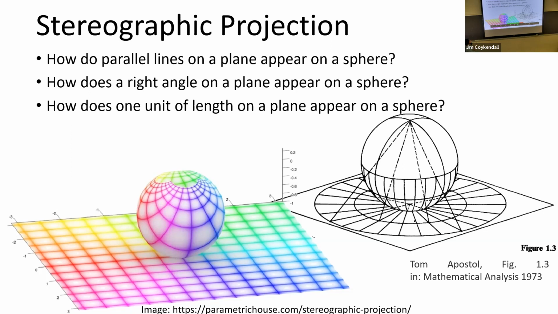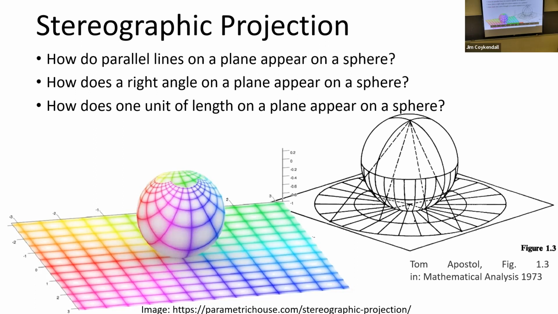And you can also check how the right angle on the plane appears on the sphere. Like here, these are the right angles, and if you get the models, you can check the angles here to see whether they are right angles, and I don't think they would be.